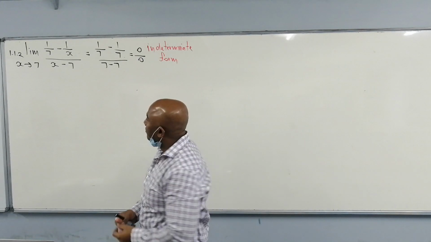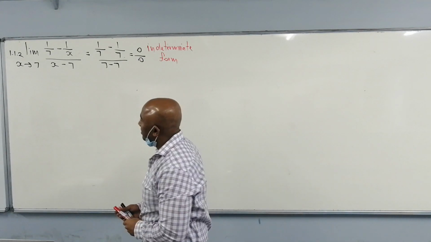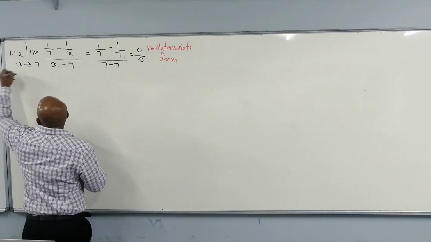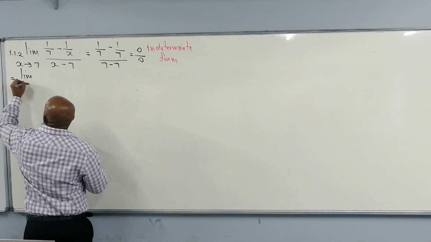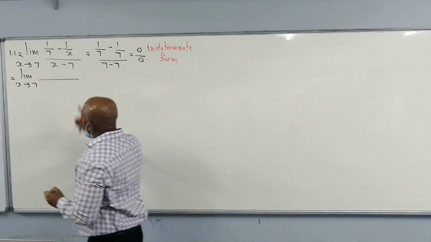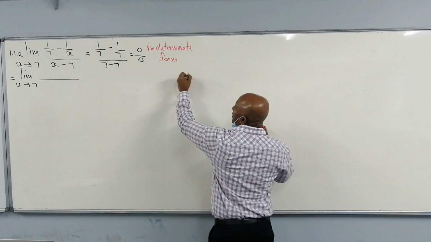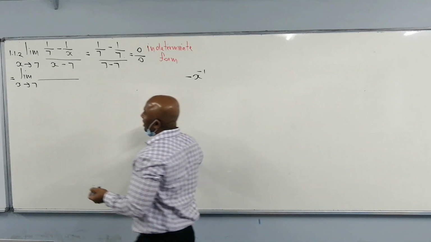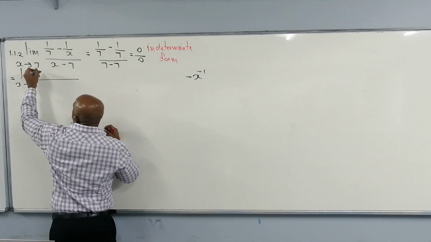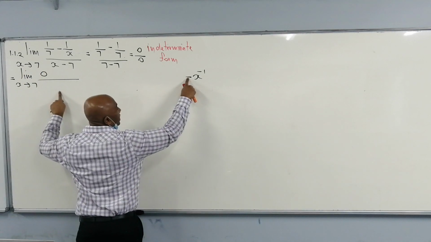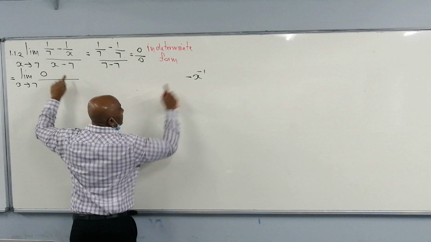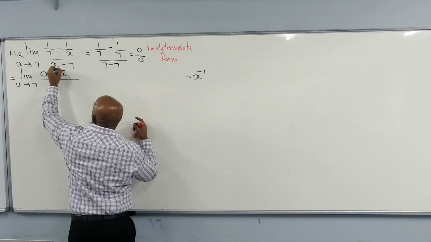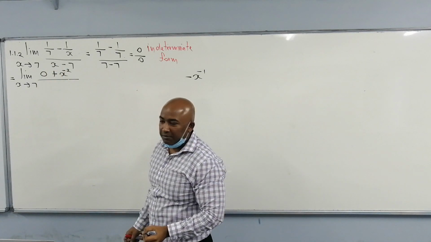So what do we do? Differentiate the numerator, differentiate the denominator. So this is equal to the limit as x approaches 7. When I differentiate the top, remember, minus 1 over x is actually minus x to the power minus 1. Obviously you know that. So when I differentiate 1 over 7, I'm getting 0. When I differentiate minus x to the power minus 1, it's going to be minus times a minus, which is a plus. X to the power minus 1 is minus 2. You're clear with that? Simple.